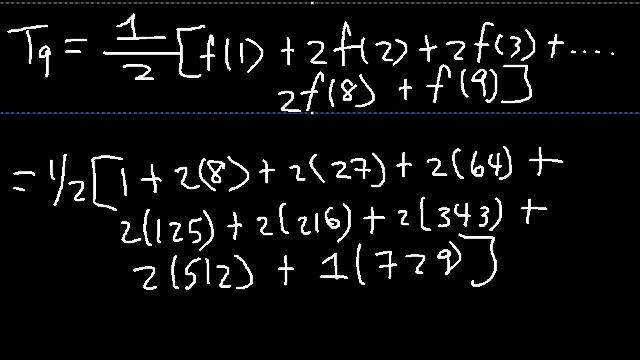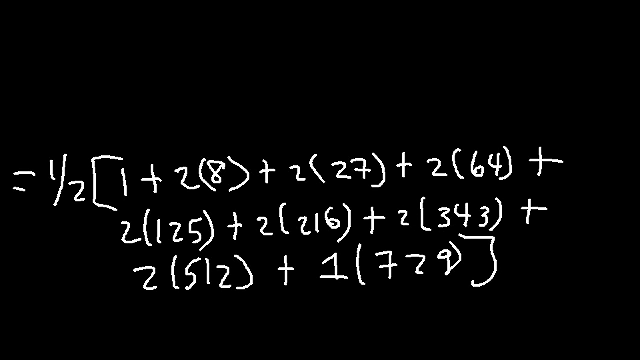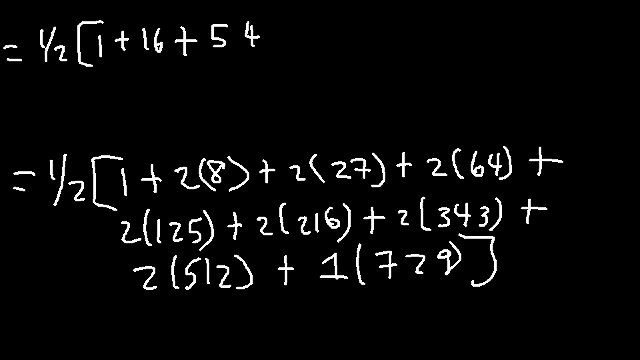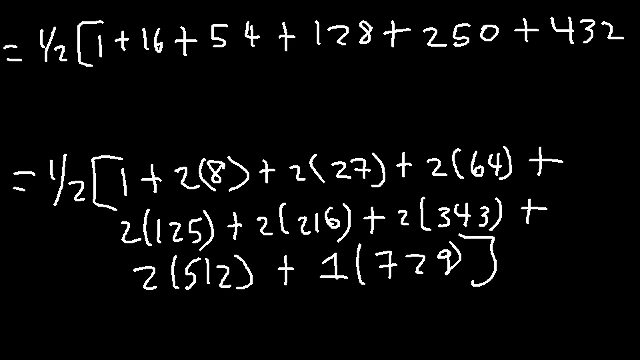Now let's simplify our result. So this is equal to 1/2 times 1 plus 2 times 8, which is 16, and 2 times 27, that's 54. 2 times 64 is 128. 2 times 125 is 250. And 2 times 216, that's 432. 2 times 343, that's 686. And 2 times 512, that's 1024. And then plus 729.